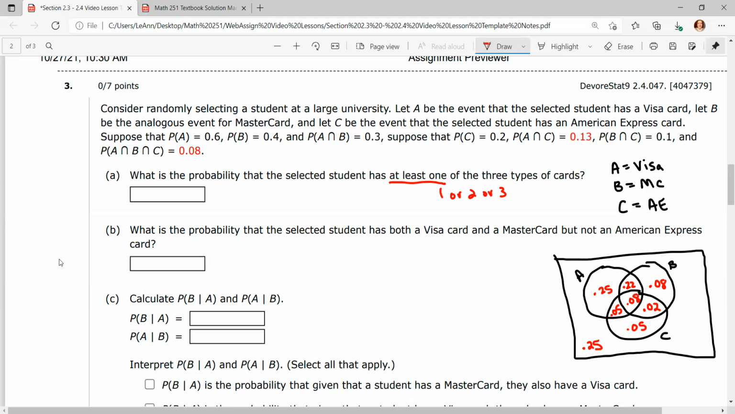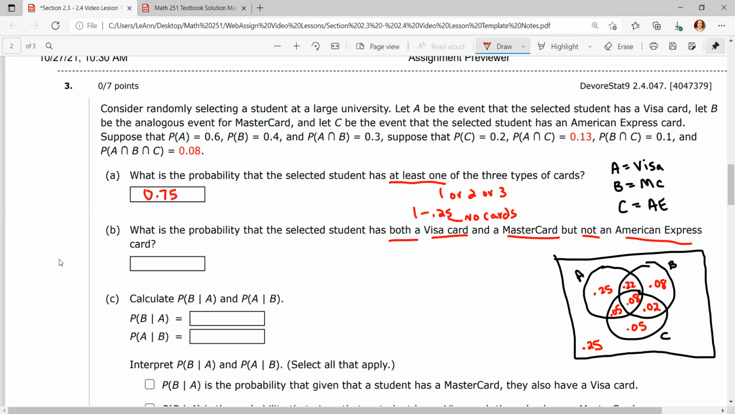So one way to do it is to add everything up that was in the circles, or we could just say 1 minus the part that were no cards, or at least none of the 3 that they listed for us. So that's going to be 0.75. What is the probability that the selected student has both a Visa and a MasterCard, but not American Express?